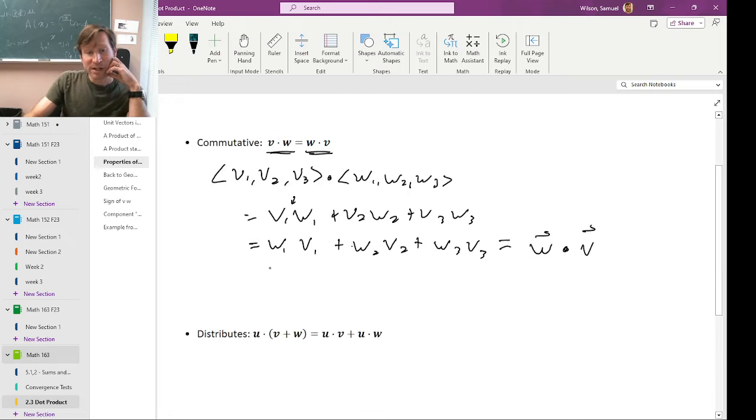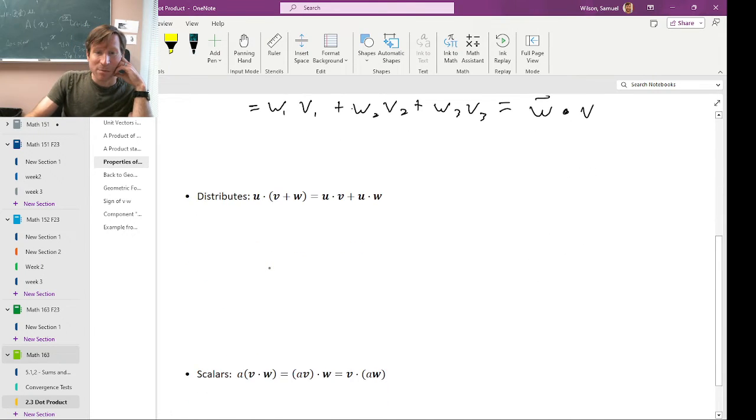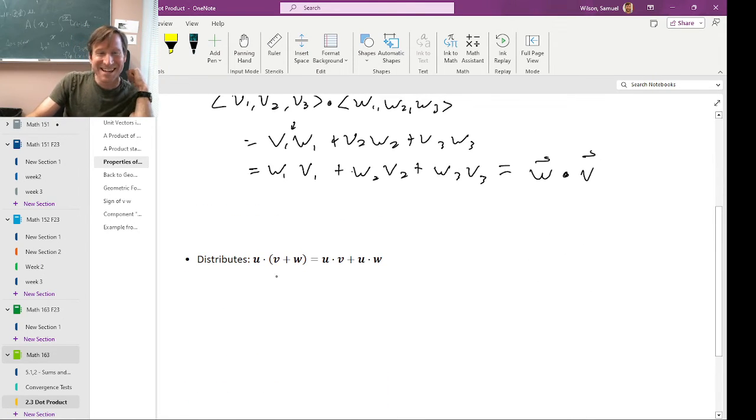The final property that I want to point out about this product, I guess second to last, is that this product distributes. So if you have three vectors, u, v, and w, and you add two of them, and then dot with the third one, that dot product distributes over the sum, right? So this is a vector sum here. We can prove this, again, just by writing everything out in terms of coordinates. It's a nice little exercise.